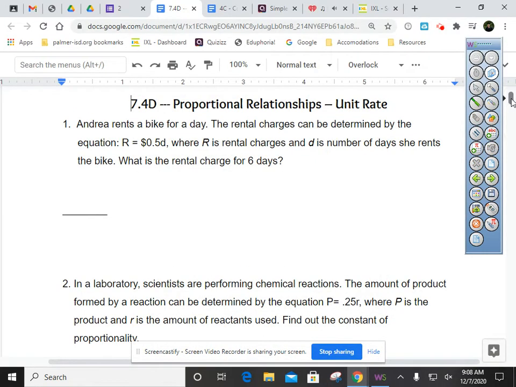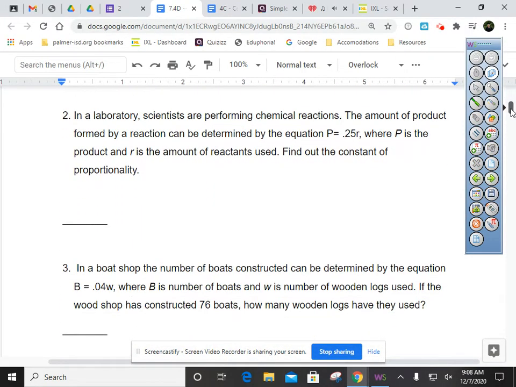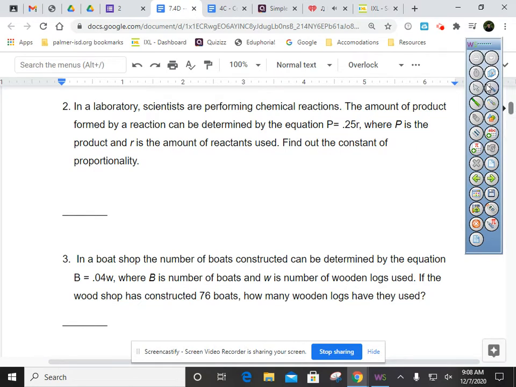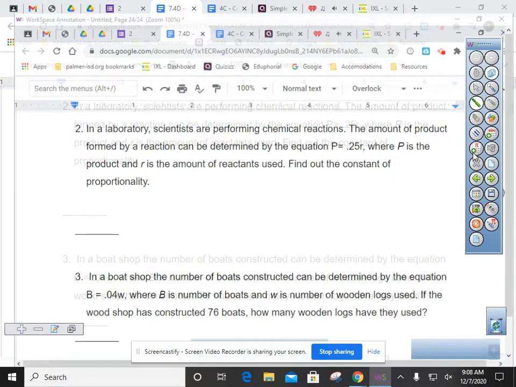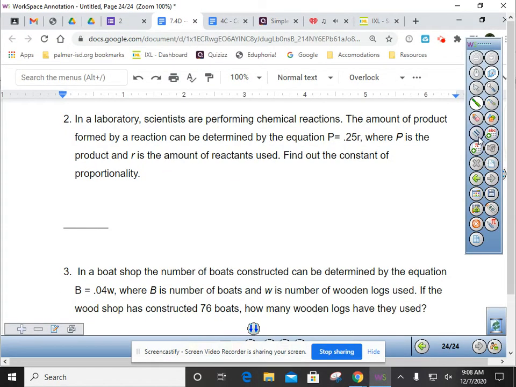Okay. So look at number 2. This one is one that likes to confuse last class, but I think that y'all are not going to be confused. So put your pencils down and watch. In a laboratory, scientists are performing chemical reactions. The amount of product formed by a reaction can be determined by the equation P equals 0.25R, where P is the product and R is the amount of reactants used. Find the constant of proportionality.